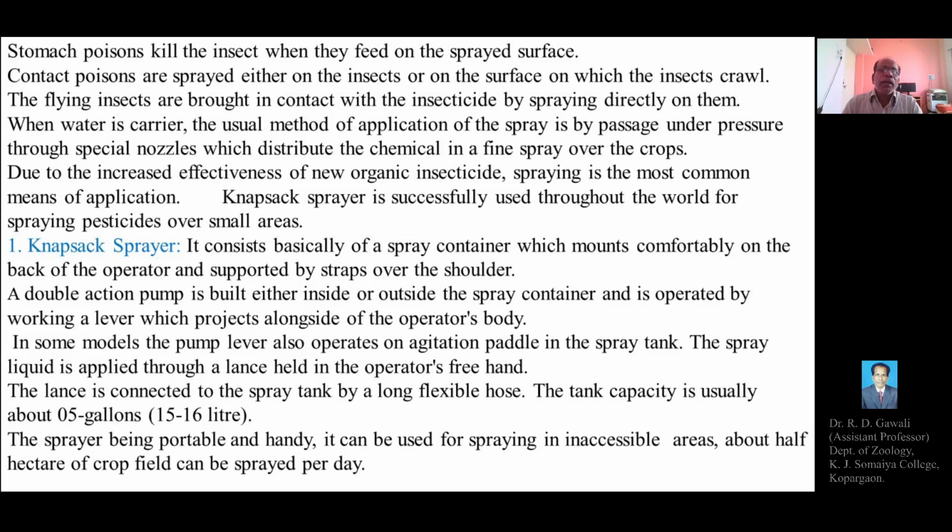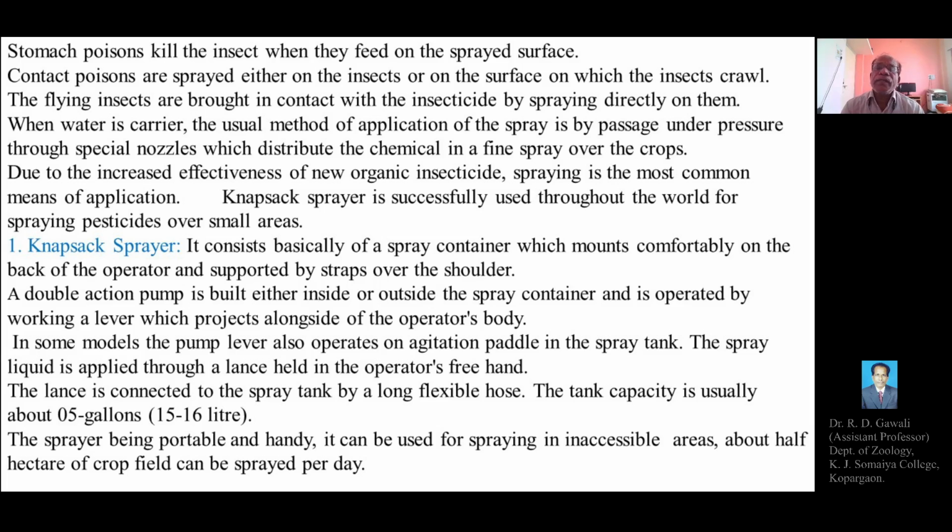Knapsack sprayer is the equipment used for the spraying of liquid pesticides throughout the world effectively over small areas, or small scale spraying. For the purpose of small scale spraying, usually the knapsack sprayer is used for spraying of insecticides. So this will cover a very small area of the crop in a day, because this is small equipment used for spraying of liquid pesticides, carried directly on the back of a person and operated manually, and thus the area covered for crop spraying is very small.